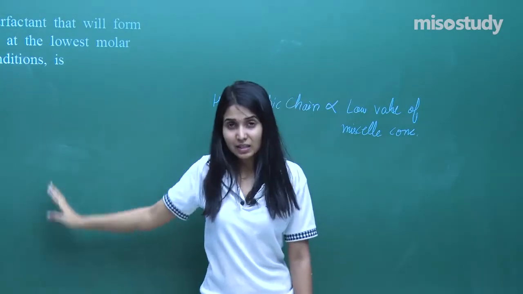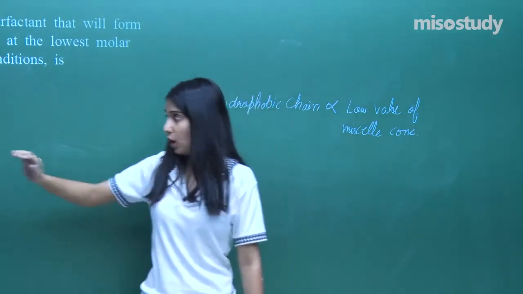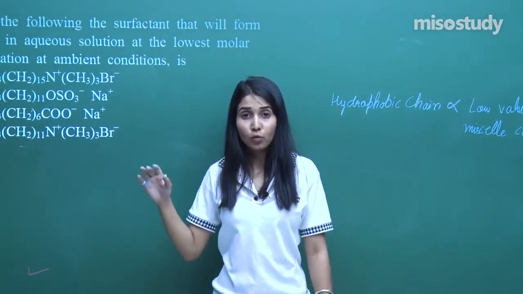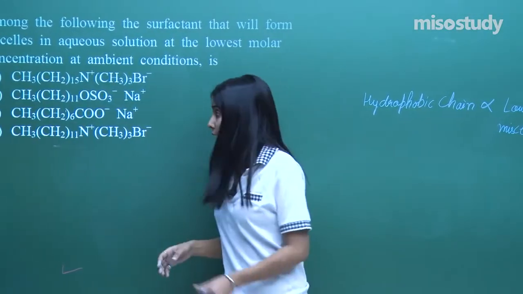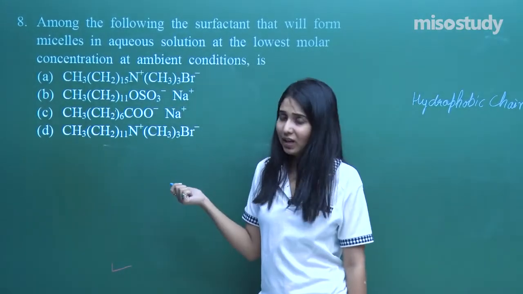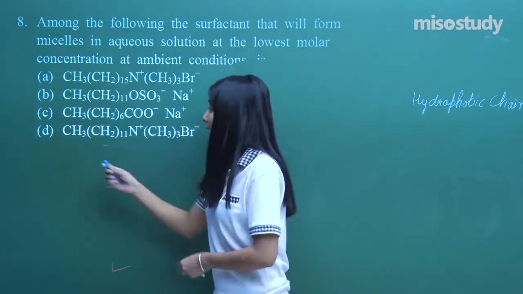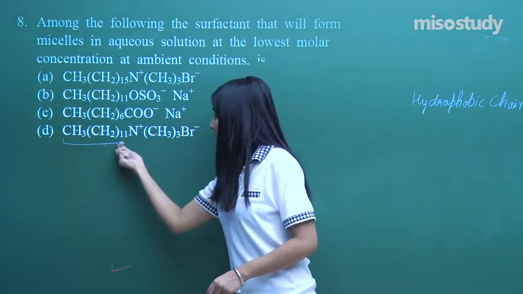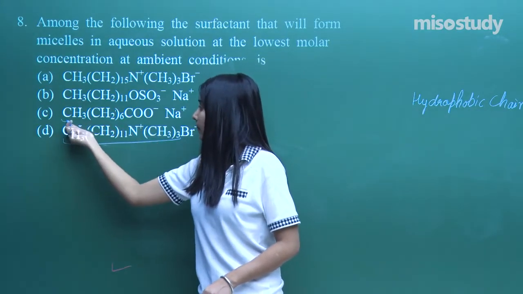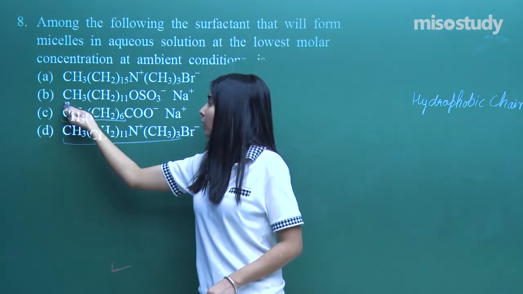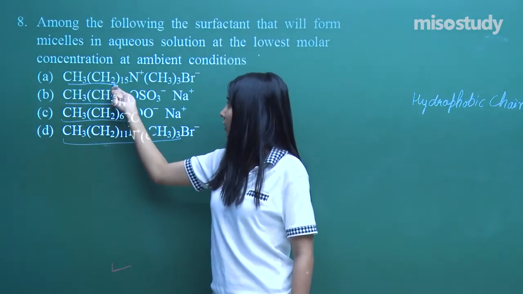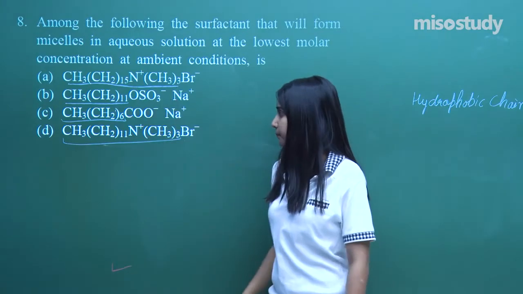So next time when they give you such a question, if they are asking for the lowest concentration, you just need to check the one which has the longest hydrophobic chain, the longest alkyl part. Since the bromide ion doesn't exist in my system, I have to discuss only till this part, here CH2 11, and in this one of course till here.